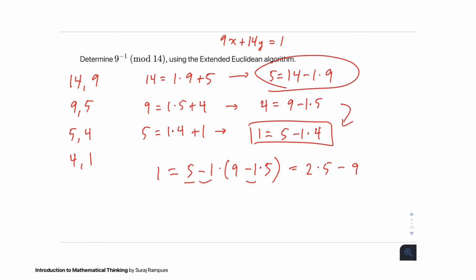Well, I have this expression for 5 relating 14 and 9, and I can plug that into here. Okay? So this is equal to 2 times 14 minus 1 times 9 minus 9. And I believe when you simplify, this gives you 2 times 14 minus 3 times 9. Right? Does that make sense? Well, what's 2 times 14? 28. What's 9 times 3? 27. You subtract the 2, you get 1. So that works.